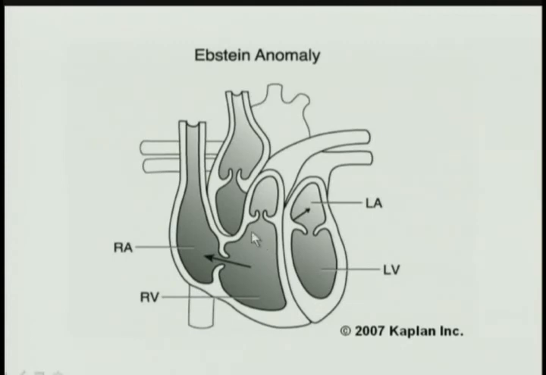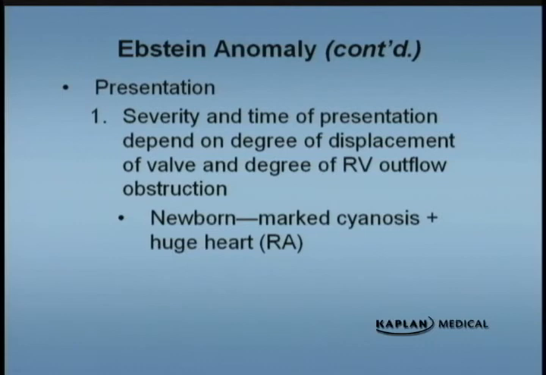You're going to have all different kinds of blood flow problems, and you need to have communications between them so that you can have some oxygenation. Ebstein's anomaly: the severity of the anomaly determines the presentation of the symptoms. Again, in a newborn, they can be cyanotic from birth and have an enlarged right atrium.